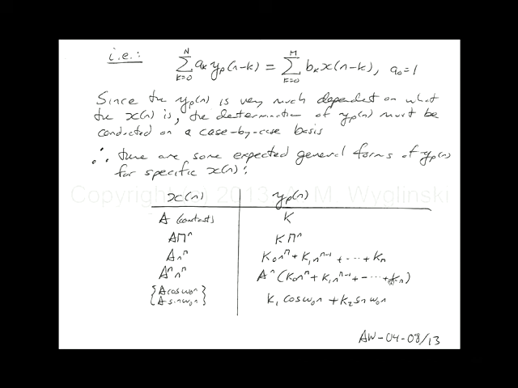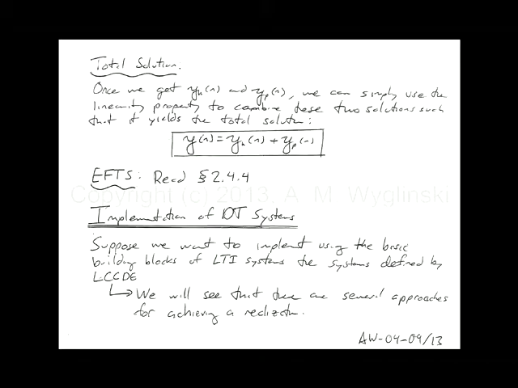And there are a variety of other combinations, including if it's a cosine or sine, what you end up getting is a summation of sines and cosines with different constants. And then again, just like before with the zero state and the zero input solutions, your total solution will be the combination of the homogeneous and the particular, just like differential equations.